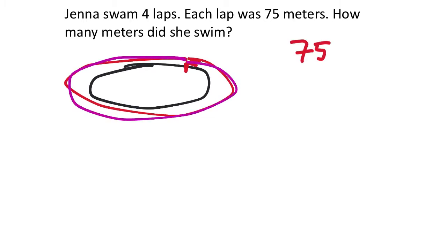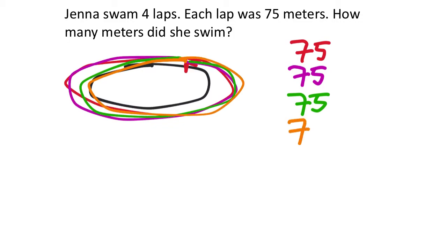And you'd go around another lap because Jenna's going 4 laps. That's another 75 meters. And then another lap, which is another 75 meters. And then another lap, which is, well, another 75 meters. To find out how many total meters she swam, we could add those together. But remember, as soon as we realize that we're just doing repeated addition in this case, then we should know that we can go directly into multiplication. So I would take those 75s. I got 4 of them, which means I can just multiply it by 4.